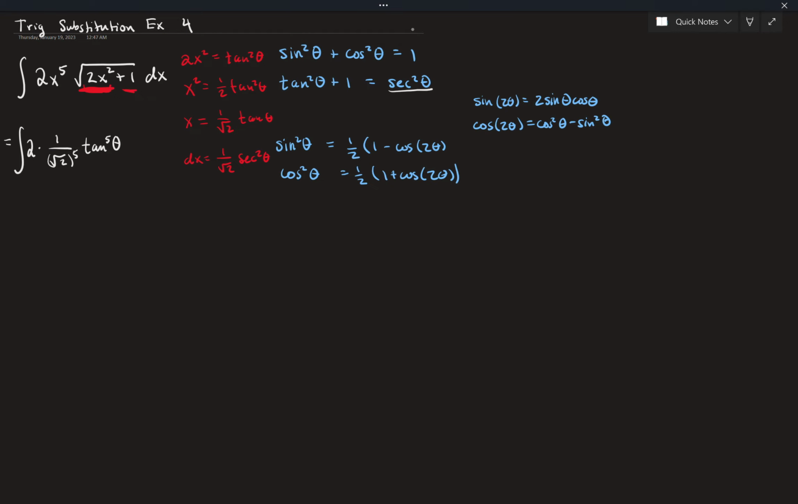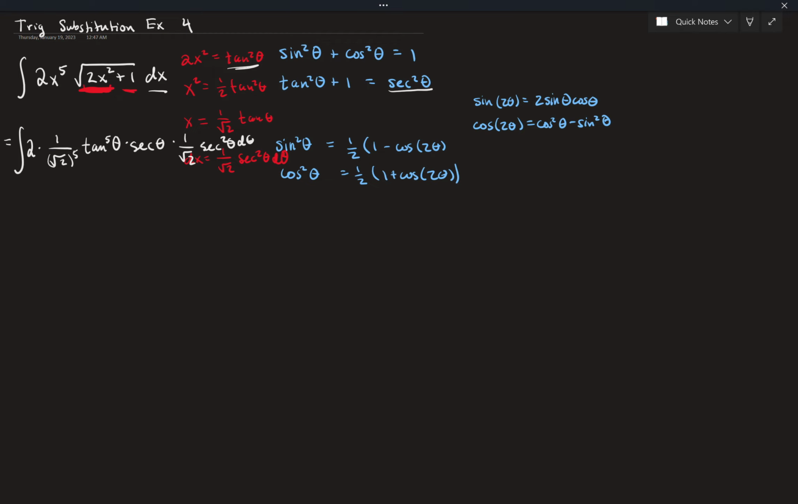And then just like we said, 2x squared plus 1 becomes tangent squared plus 1 becomes secant squared. Under the square root becomes secant. And then I gotta multiply by dx, and I'm running a little bit out of room here, so forgive me. 1 over root 2 secant squared theta d theta. I didn't write my d theta there.